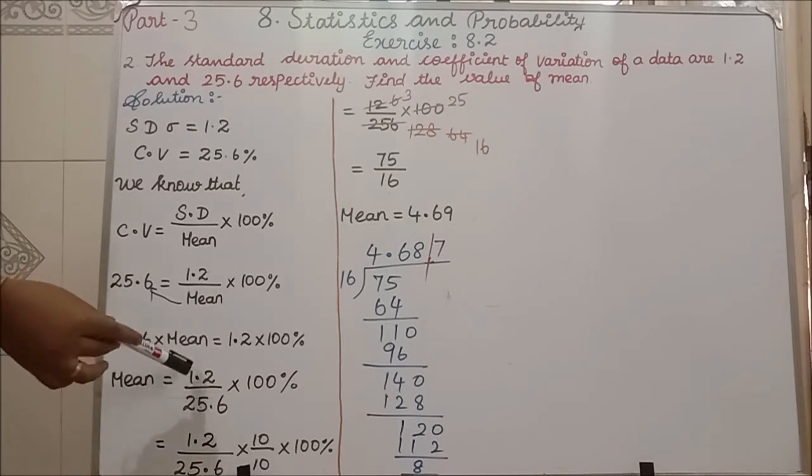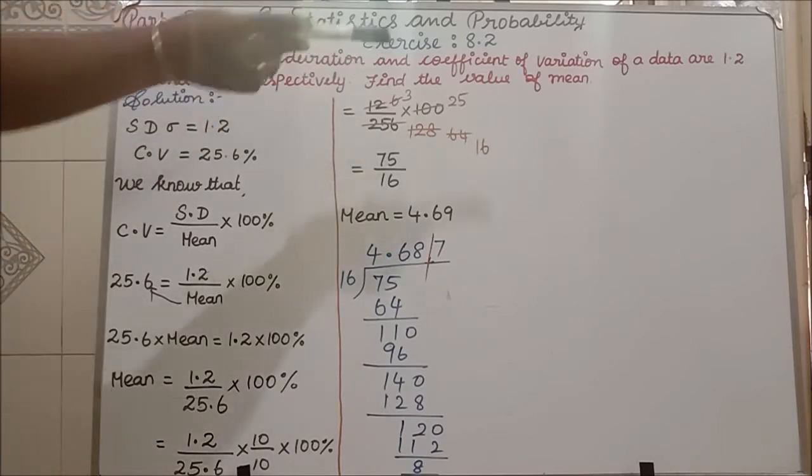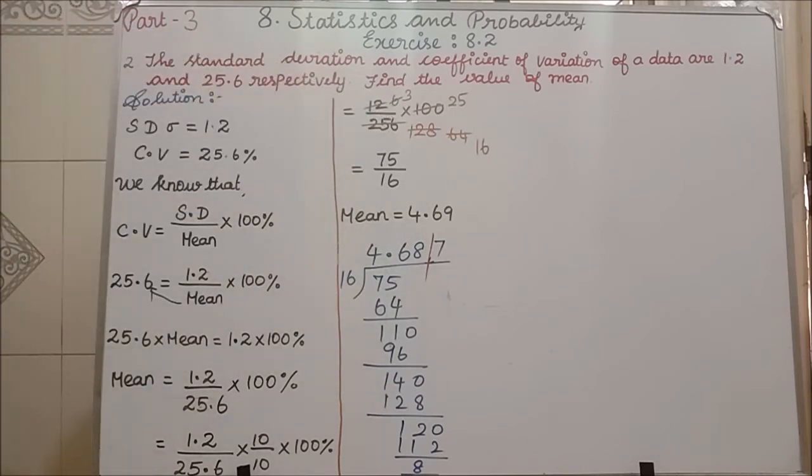Mean is equal to 1.2, this 25.6 if you are dividing, we will get into this 100 percentage. Then after the decimal we are having one number. So if you multiply with 10 and 10 we will get 12 divided by 256. So if we are cancelling the numerator, we are getting 3 into 25 is 75. The denominator I am getting 16.